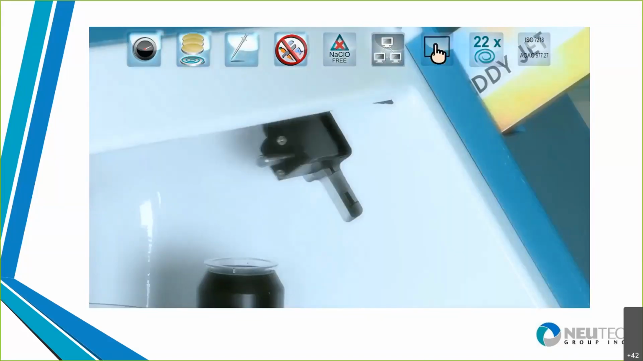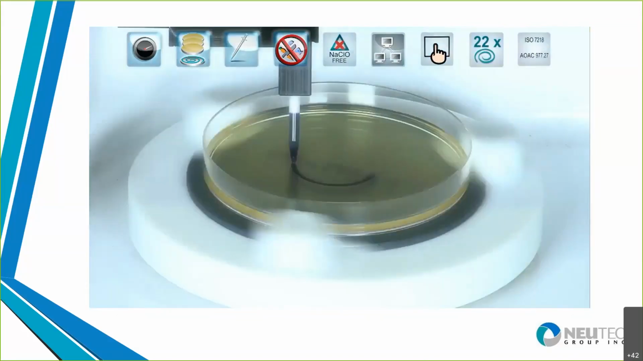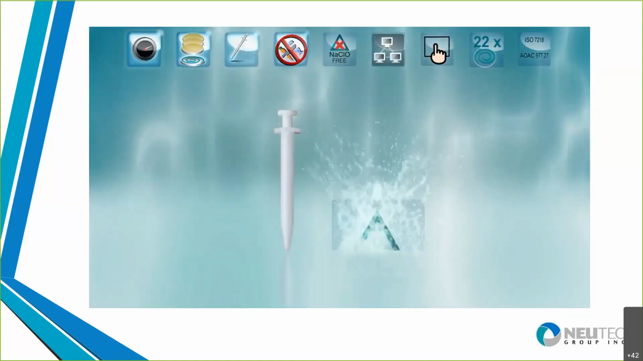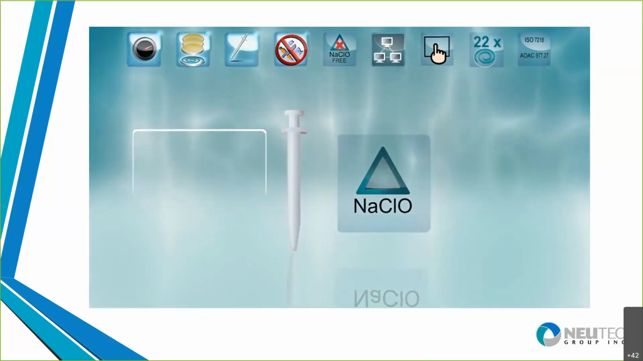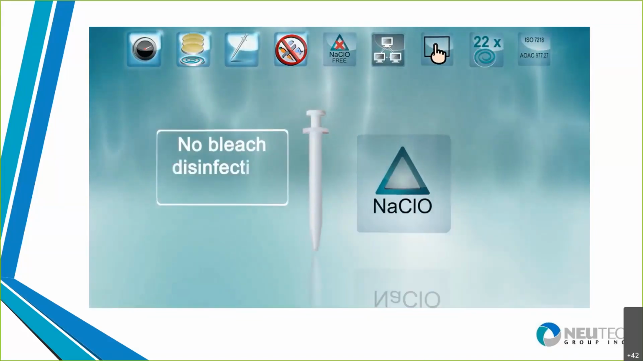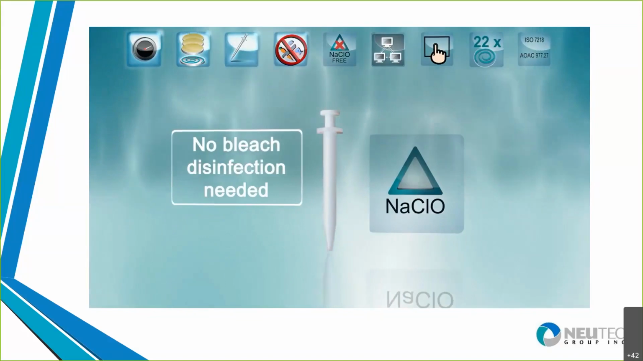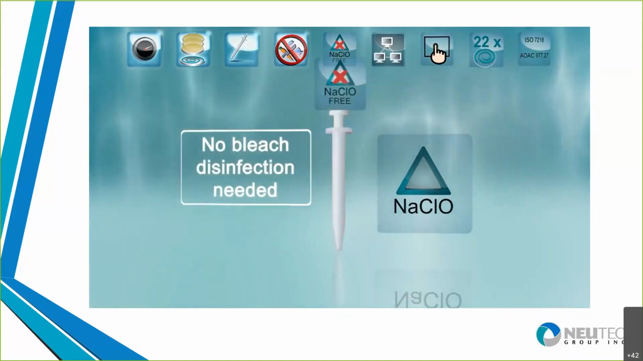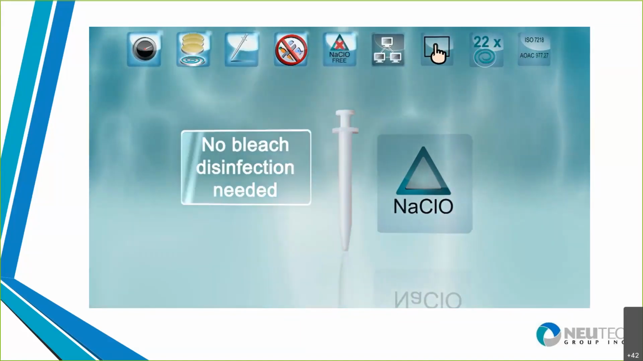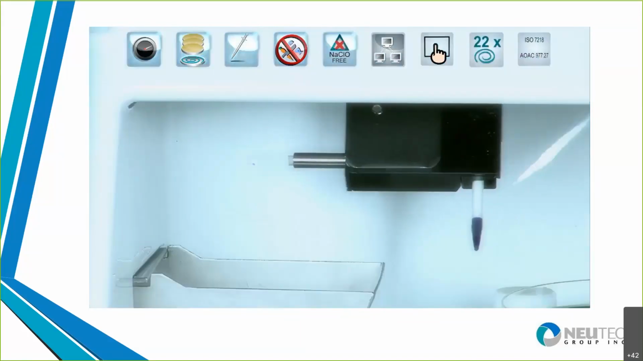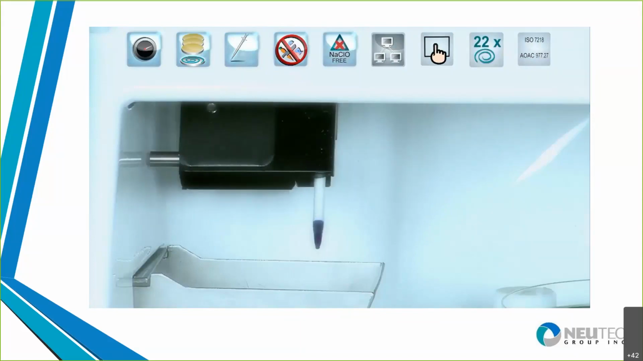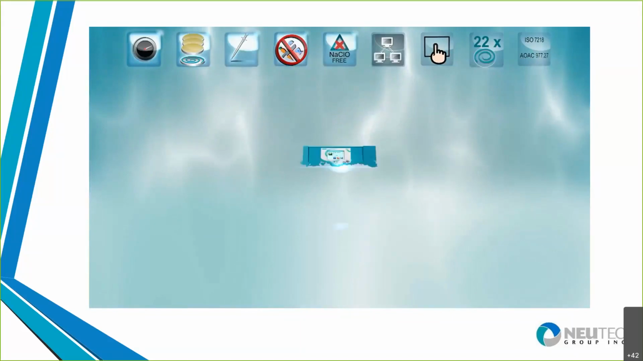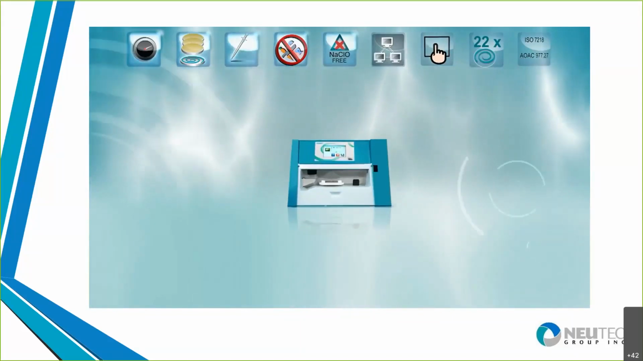It goes and grabs a tip, loads it with inoculant, disperses it on the petri dish, and then when that's all done, the tip itself is simply discarded. So no bleach disinfection needed for cleaning up the system. You just simply discard those tips, and the next time that it runs an inoculation, it'll go get a new one. So that's all there is to it. It's a very nice process to give consistent results and eliminate any potential errors.